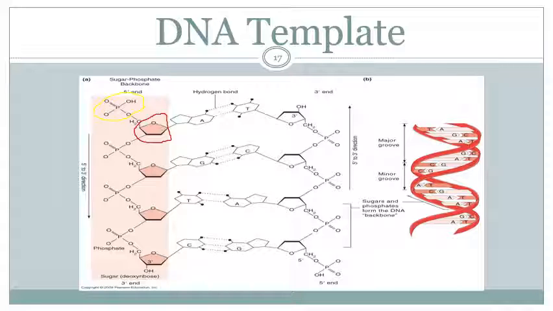Every DNA molecule has a free 5 prime end and a free 3 prime end. In the DNA model, we also see that there are two strands which are anti-parallel. Anti-parallel means that one strand has the 5 prime end at the top and the 3 prime end below, and the other strand has the 5 prime end below and the 3 prime end at the top.